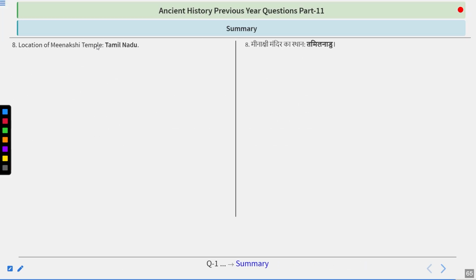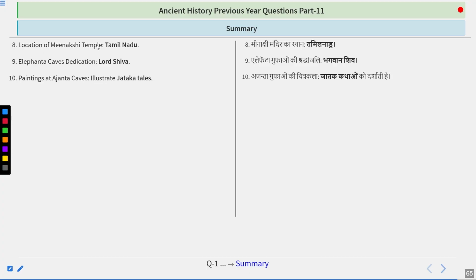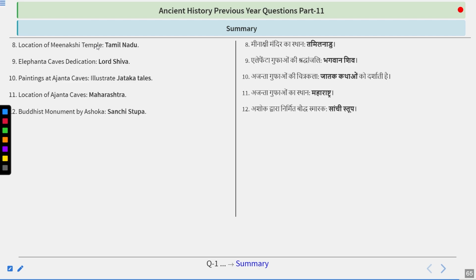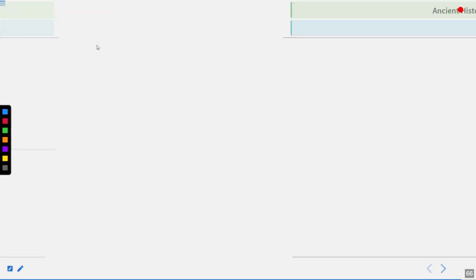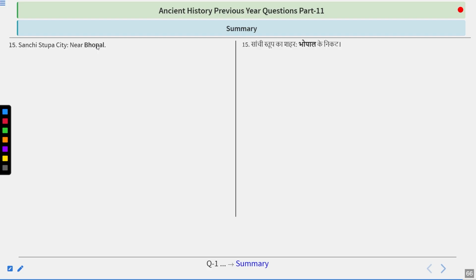Location of Meenakshi Temple, Tamil Nadu. Elephanta Caves dedication, Lord Shiva. Paintings at Ajanta Caves illustrated Jataka tales. Location of Ajanta Caves, Maharashtra. Buddhist monuments by Ashok, Sanchi Stupa. Indian painting style with gold, Tanjore painting. Famous Sun Temple location, Odisha. Sanchi Stupa city near Bhopal.